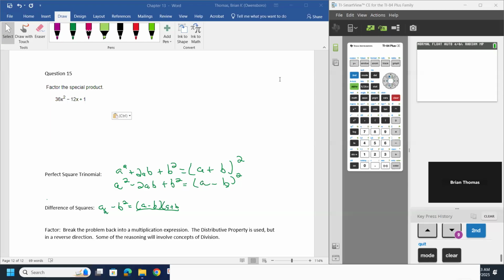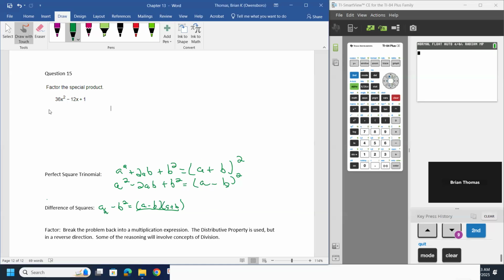So question 15, again, it says factor the special product. Notice how, again, it's a trinomial, so it can't be the difference of squares strategy. So it can't be this one. Let's see here. Here we go. It looks like if it's going to factor, it's got to be one of these two. But since there's a minus sign here, this seems to be the one we have to be focusing on, possibly the same as a minus b squared.